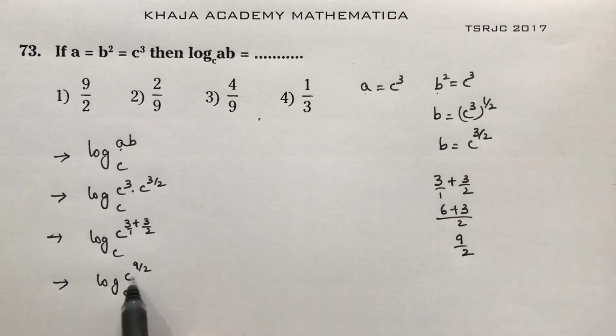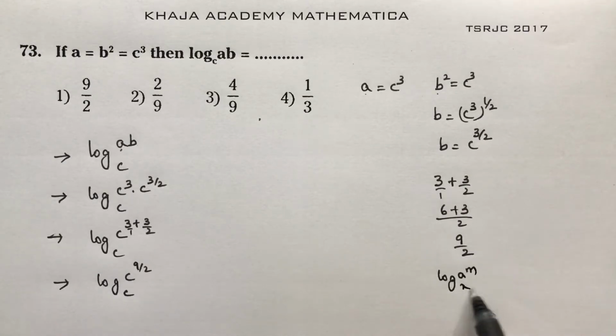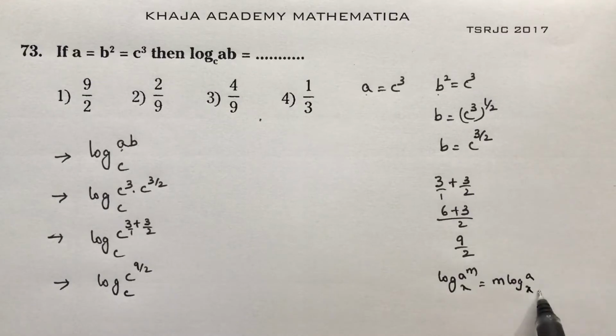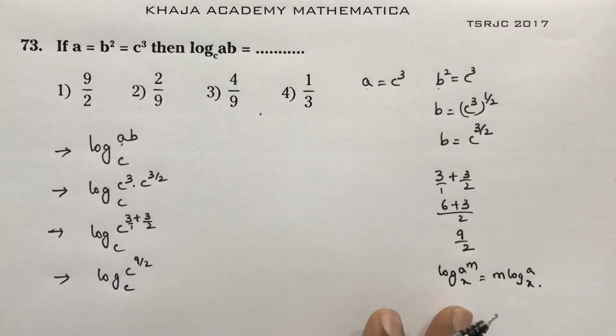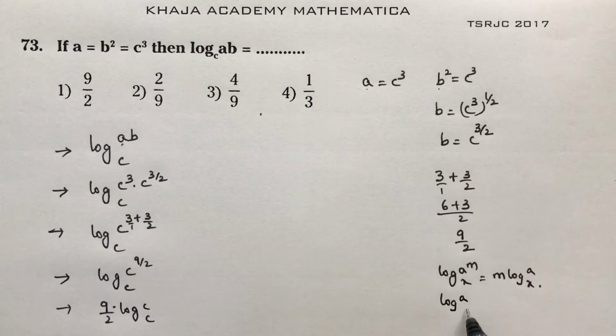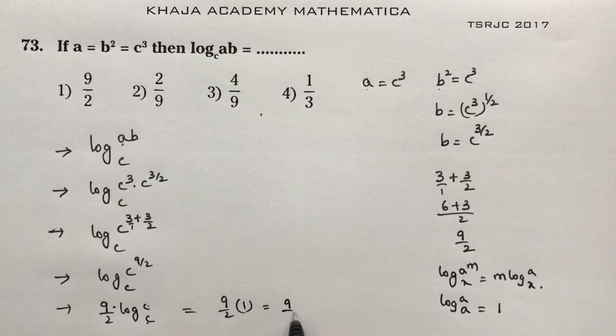Now if you apply logarithm of power, that is log a power m to the base x equals m log a to the base x. So here also if you apply that formula, you will get 9 by 2 log c to the base c. See, logarithm of a number to the same base value is 1. So log c to the base c is 1. So 9 by 2 into 1 is nothing but 9 by 2. So the correct option is 1.